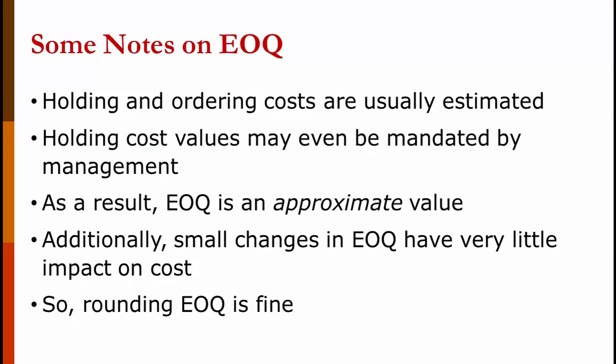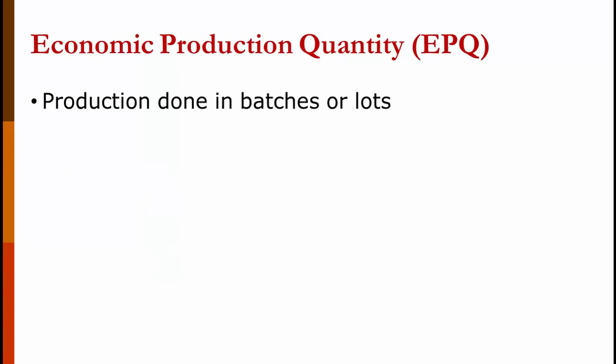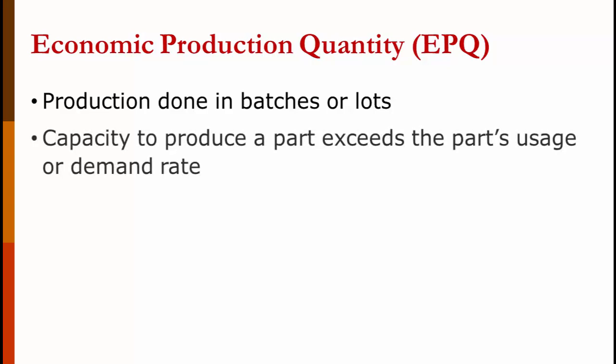the item you're ordering. The economic production quantity is a special case of the EOQ model where production is done in batches or lots. It is almost always used when you're making the parts for yourself. So you're making cars, and in another factory or in another part of the same factory, you're making the engines. The economic production quantity model rarely makes sense when you're buying it from somebody else. The big assumption here is the capacity to produce a part exceeds the part's usage or demand rate. In other words, if you're making 500 cars a day, you've got the ability to make at least 500 engines a day, maybe a lot more.